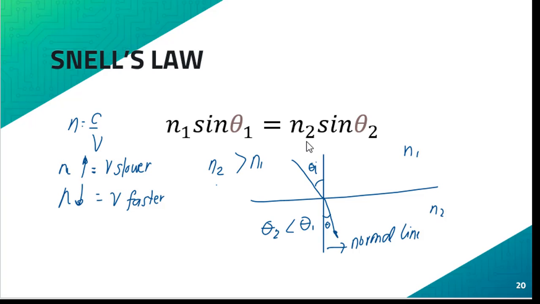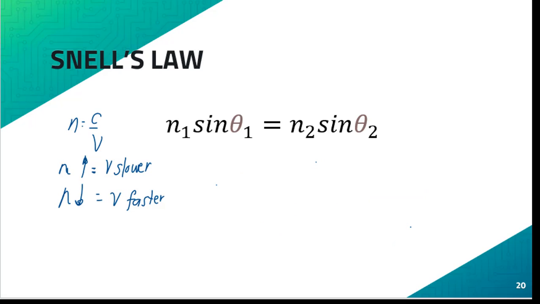Let's have the other situation. Let's say this time the second material is N2, and this time N2 is lower than N1. So N2 is smaller than N1. That means if it has a lower index of refraction, the velocity will become faster. So what will happen here? Okay, let's draw it again.